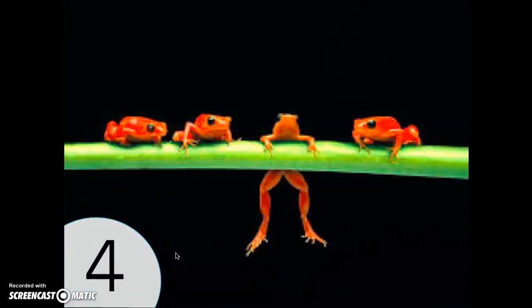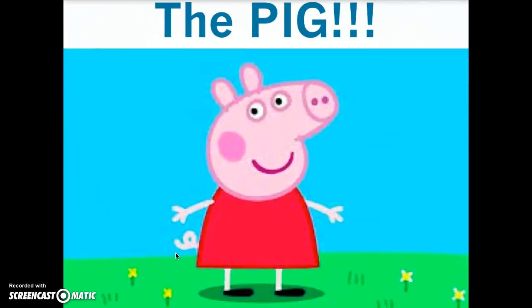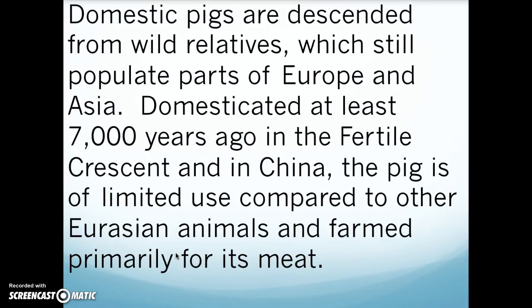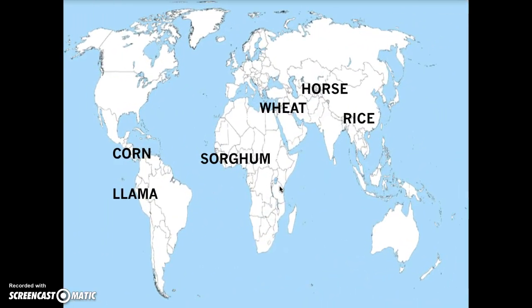Number 4, speaking of hanging out, get rid of him, we get to the pig. The pig is really just a source of food. You're not going to pull anything with a pig. You're not going to ride a pig. But we see this shows up in the Fertile Crescent and in China, so let's map those quick. There's your Fertile Crescent, right, in this area where the wheat is, and the pig is hanging out with the rice in China.